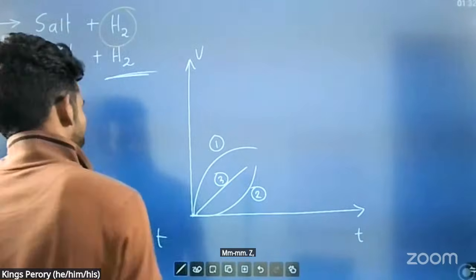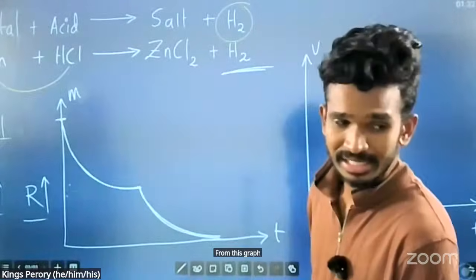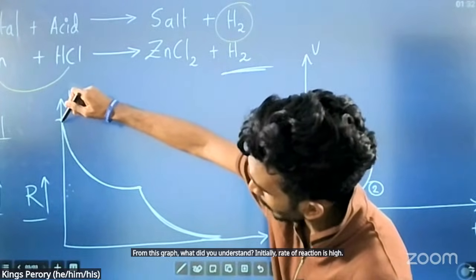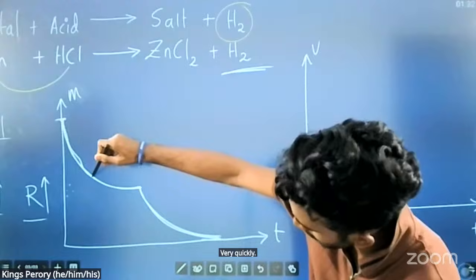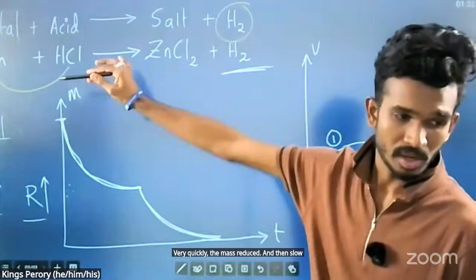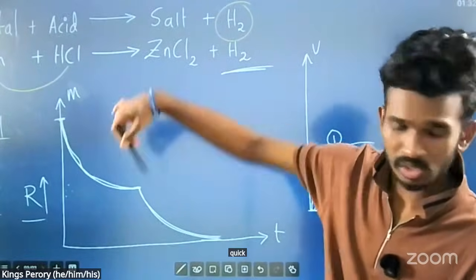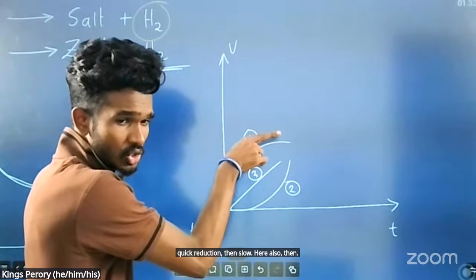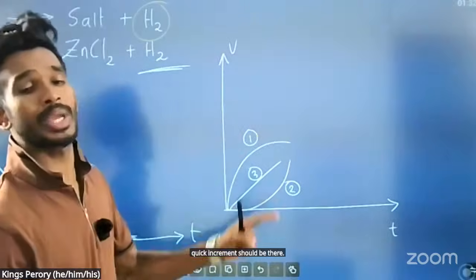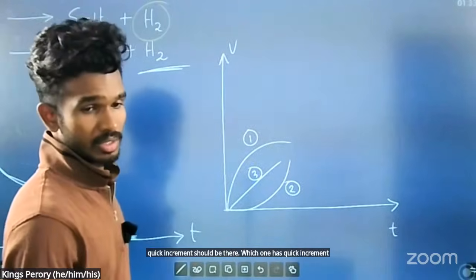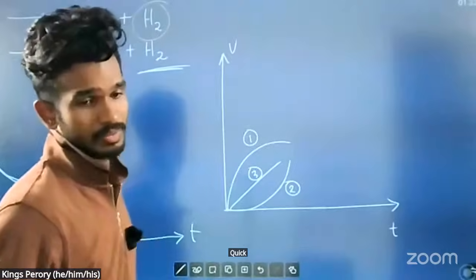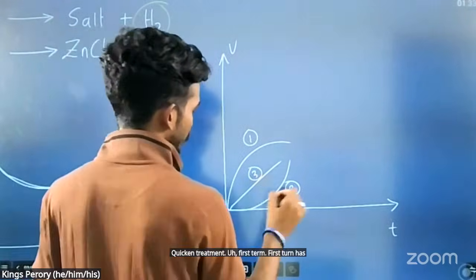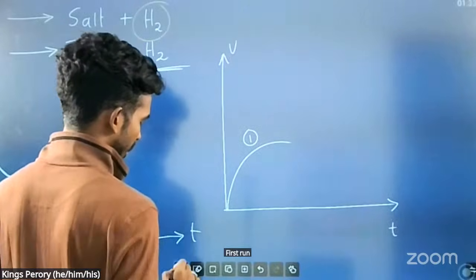See, from this graph, what did you understand? Initially, the rate of reaction is high. Very quickly, the mass reduced and then slowed down. Quick reduction, then slow. Here also, a quick increment should be there, then slow. Which one has a quick increment and then slow? The first one has a quick increment and then slow.